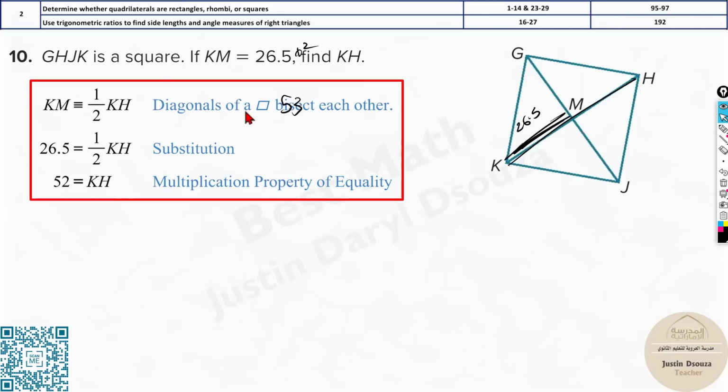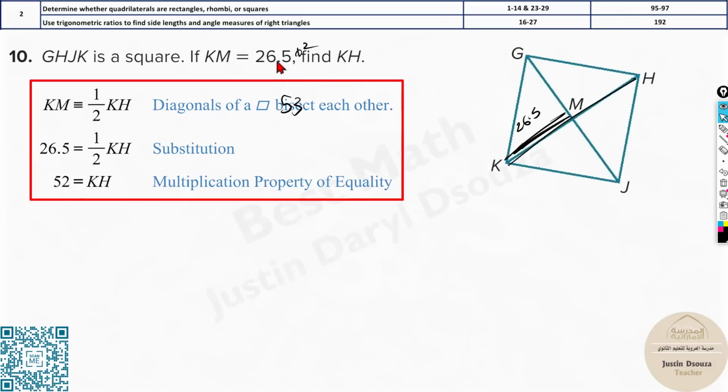And they have given us km. Okay, km is 26.5. What is kh? Now this is just times 2, so it'll be 50, 52 plus 1 is 53. That is it. Just multiply this by 2, you'll get the total, and this is all pretty straightforward.